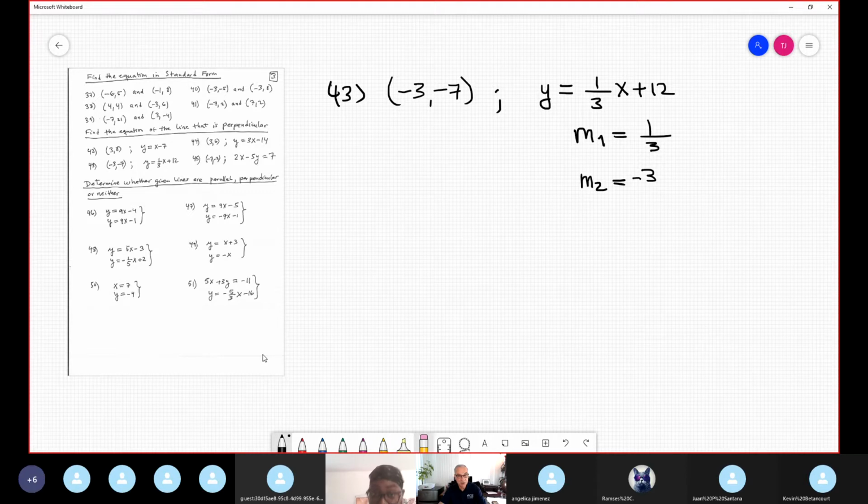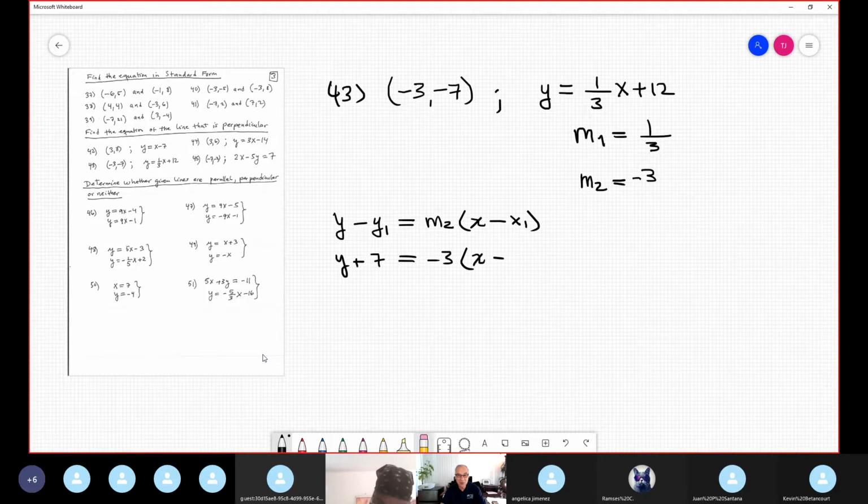And now this is the new slope I'm using in that formula. y minus minus 7, so plus 7, double negative. Negative 3, parenthesis, x minus x1, minus minus 3, plus 3. Double sign. Everyone saw the double sign very well? Now distribute. Minus 3x minus 9.